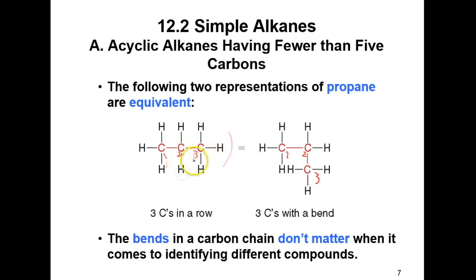And I can have that hydrogen in the place of the CH3 here. So here just means the 3 carbons in a row, and here is where it's just bent. The bends in the carbon chain don't matter when it comes to identifying different compounds. This is still a 3 carbon chain. It does not have to be in a straight chain.